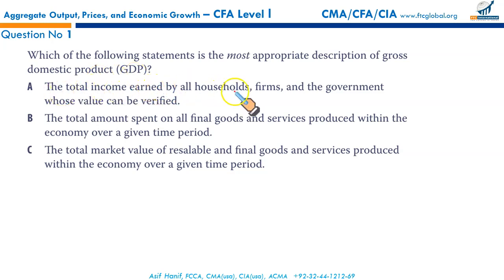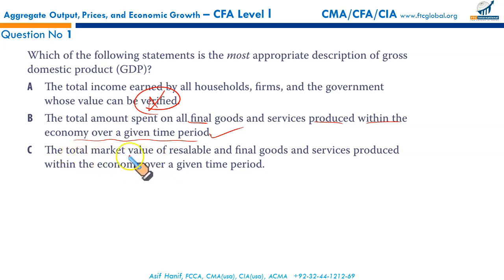A: Total income earned by all households, firms, and government whose values can be verified. That's incorrect. B: The total amount spent on all final goods and services produced within the economy over a given time period. This is exactly what we are looking for. This is the most appropriate description of gross domestic product.